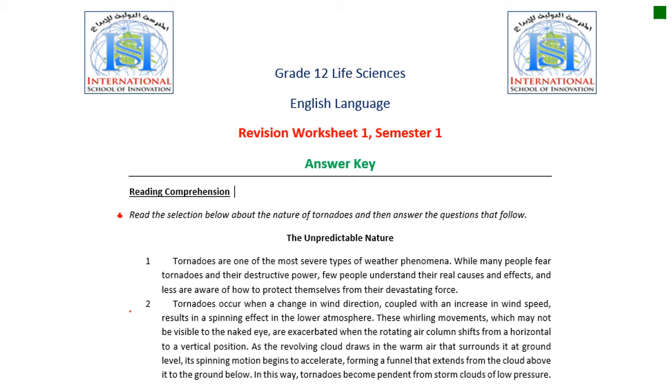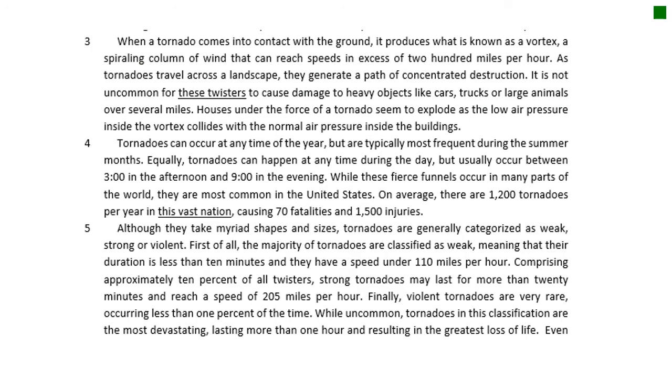Tornadoes occur when a change in the wind direction coupled with an increase in wind speed results in a spinning effect in the lower atmosphere. These whirling movements, like a funnel, and it turns and turns and turns, which may not be visible to the naked eye, are exacerbated, meaning made worse, when the rotating air column shifts from a horizontal to a vertical position. Okay, moving on to the other paragraphs.